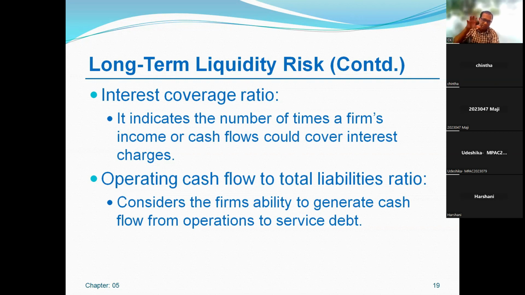But if the profit is lower, let's say, as I told you, if the profit is 100 and the interest is 95, it's very low. If the profit is 100 and the interest is 50, that means your profit is 2 times your interest cost. So that's a better position than the previous one. This is what we're trying to say.